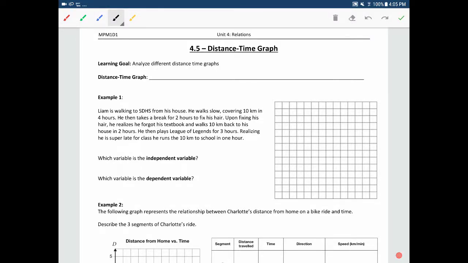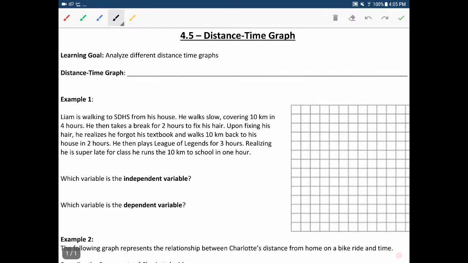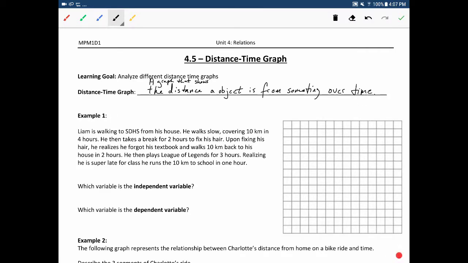Hey guys, today we're going to take a look at what we call distance time graphs. Now, what a distance time graph is is relatively straightforward. It's just a graph that compares the distance that an object is from something over time. For a distance versus time graph, we're always going to compare the distance on the y-axis versus the time on the x-axis, and that's of course because time is always independent. It can't be affected by anything.